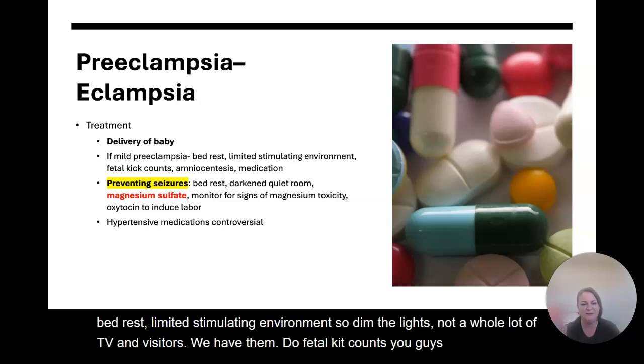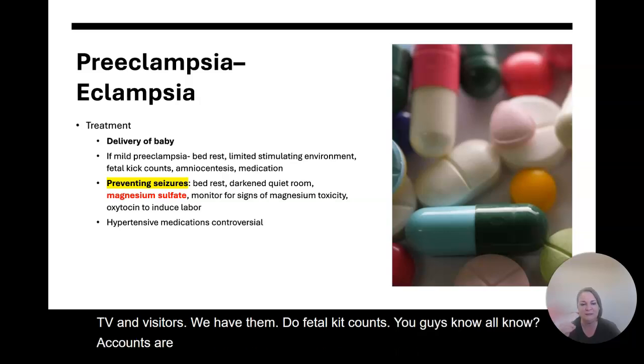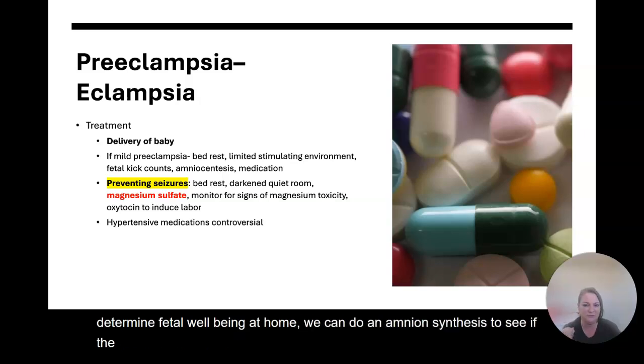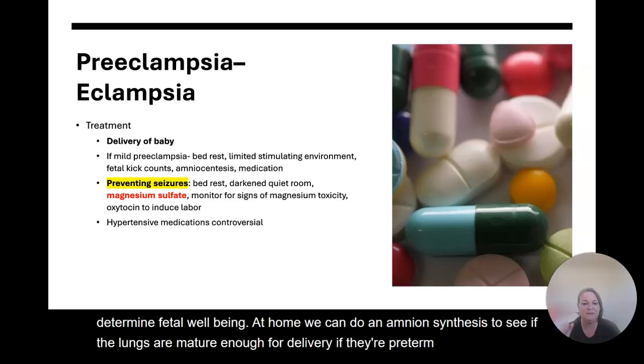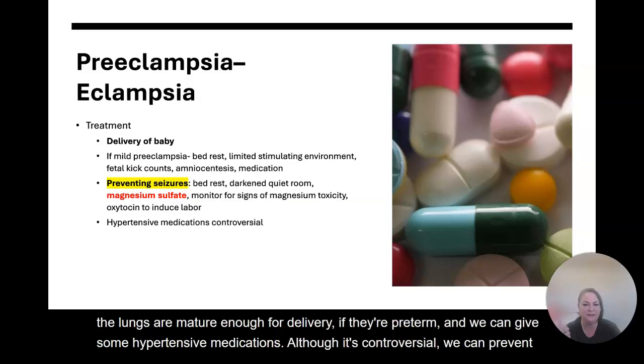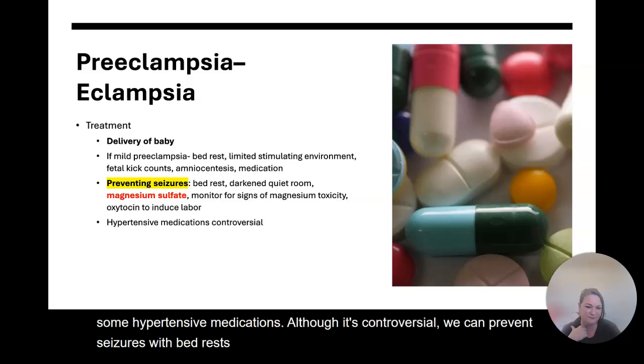You guys all know fetal kick counts are 10 movements, doesn't have to be kicks, in 2 hours to determine fetal well-being at home. We can do an amniocentesis to see if the lungs are mature enough for delivery if they're preterm. We can give some hypertensive medications, although it's controversial. We can prevent seizures with bed rest, quiet room.